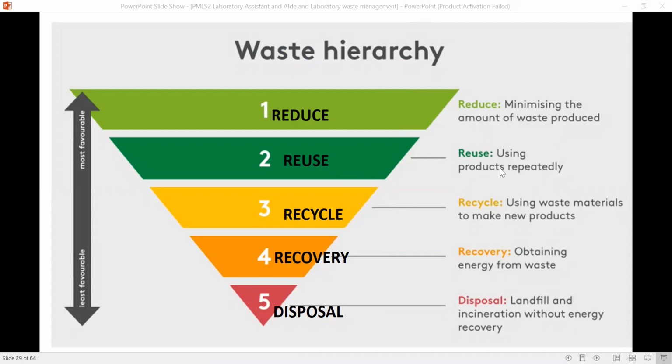Ang reuse ay direct reuse of items in their original form or function. Kung bote yan, gagamitin mo bote pa rin. Yung mga petri dishes, meron na kasing disposable ngayon. Kung gagamit ka ng glass, you can reuse that, hugasan lang, autoclave, hugasan, ni-reuse mo. Pag recycle naman, syempre processing of used materials into new products.